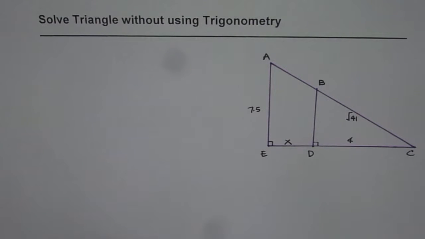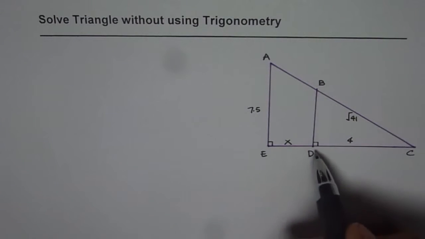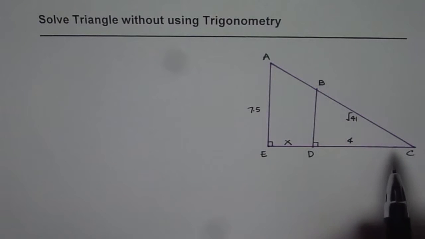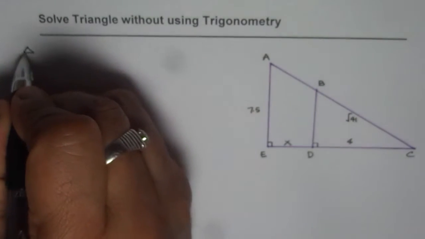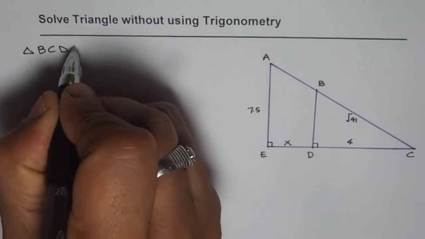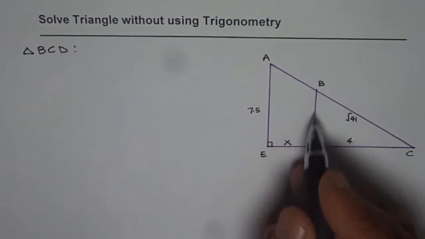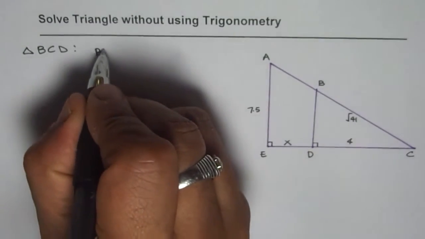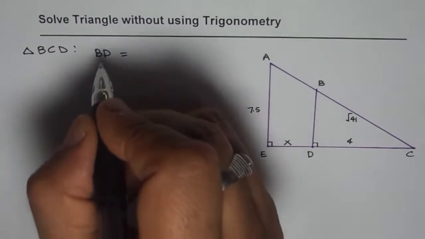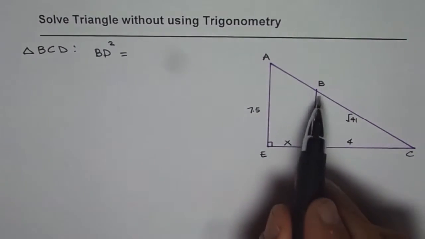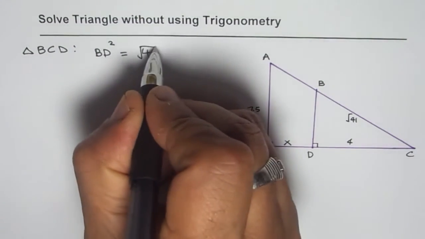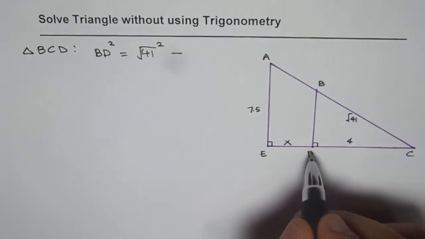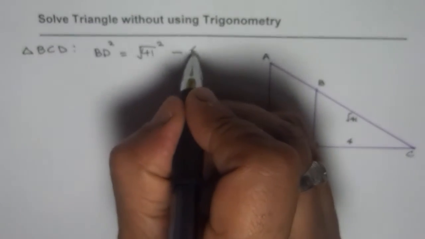So what we can use is the Pythagorean theorem. Using the Pythagorean theorem, we can find what BD is, right? So let's begin by solving the triangle BCD. If I consider the triangle BCD and apply the Pythagorean theorem, I can find BD. BD square equals hypotenuse square, which is BC square, in our case square root of 41 squared, minus DC square, which is 4 square, correct?